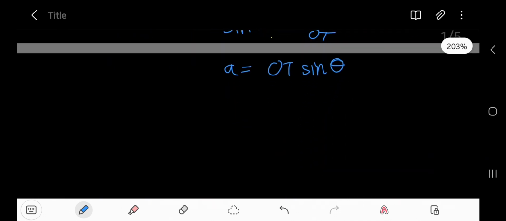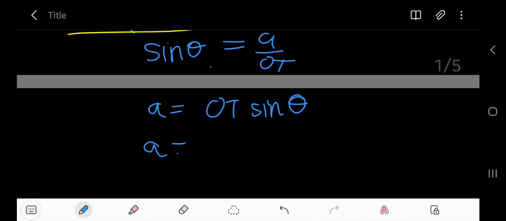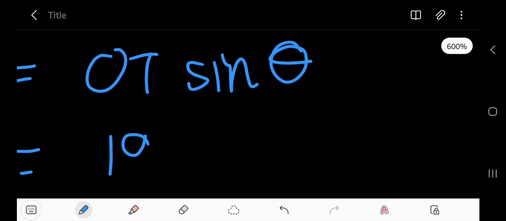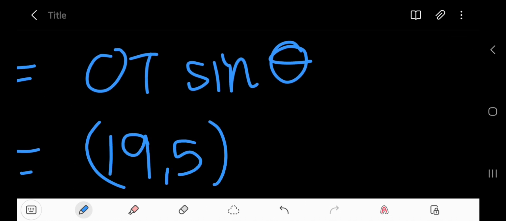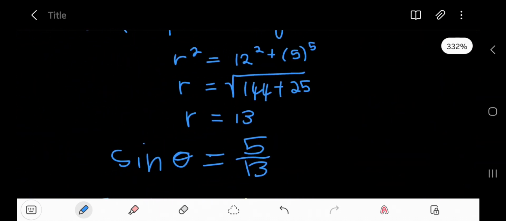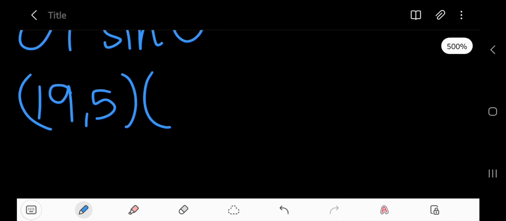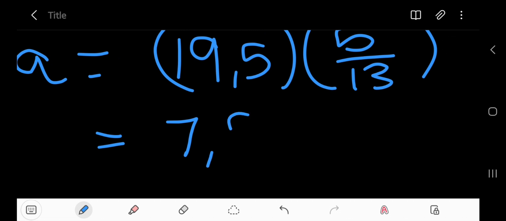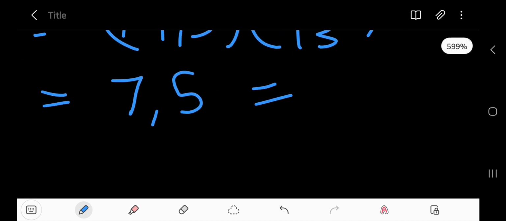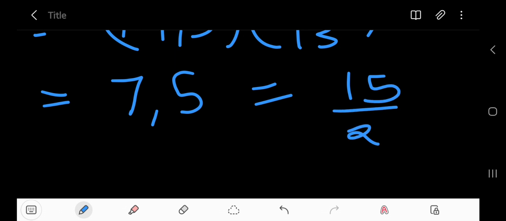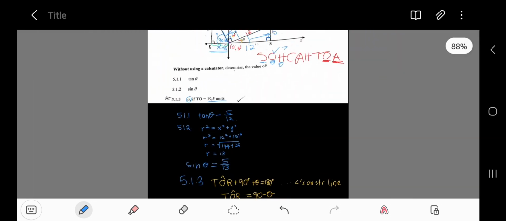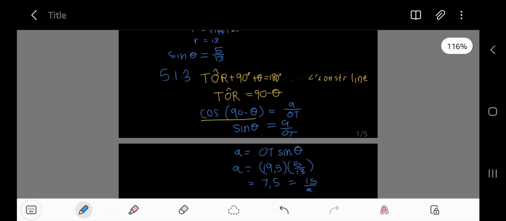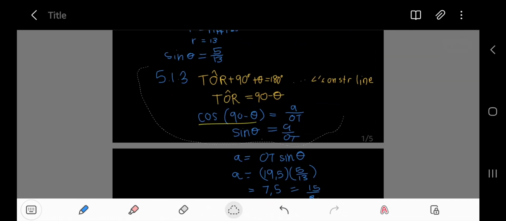Let's go ahead and solve. It means that A is equal to OT, and remember OT is our 19.5, and sine theta looks familiar. It's 5 over 13, not root 13, which we've already solved. So we are sorted. Let me just punch this in, which means that A is 7.5, or you could have written it as 15 over 2. So with this question, we are sorted with 5.1. Now let me just resize everything, then we can move on to the next question.